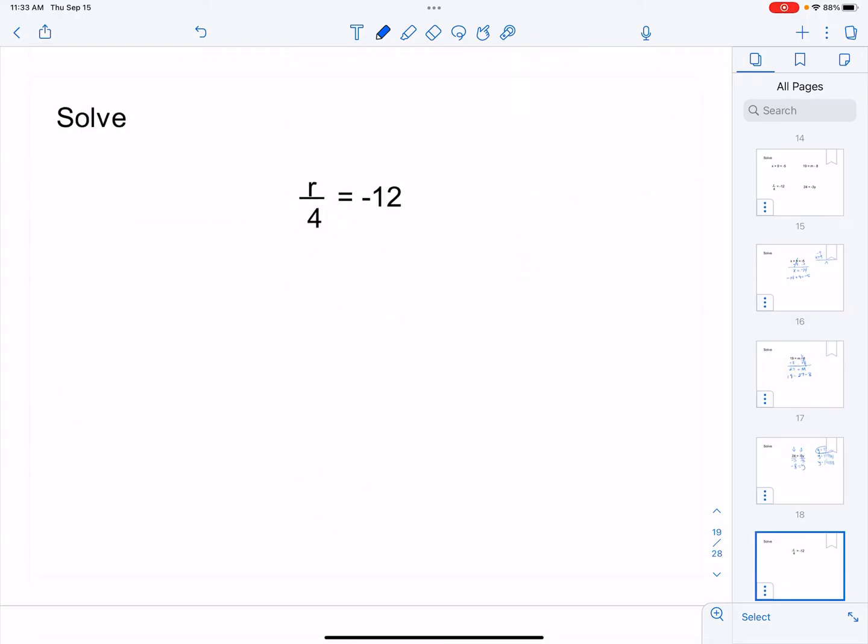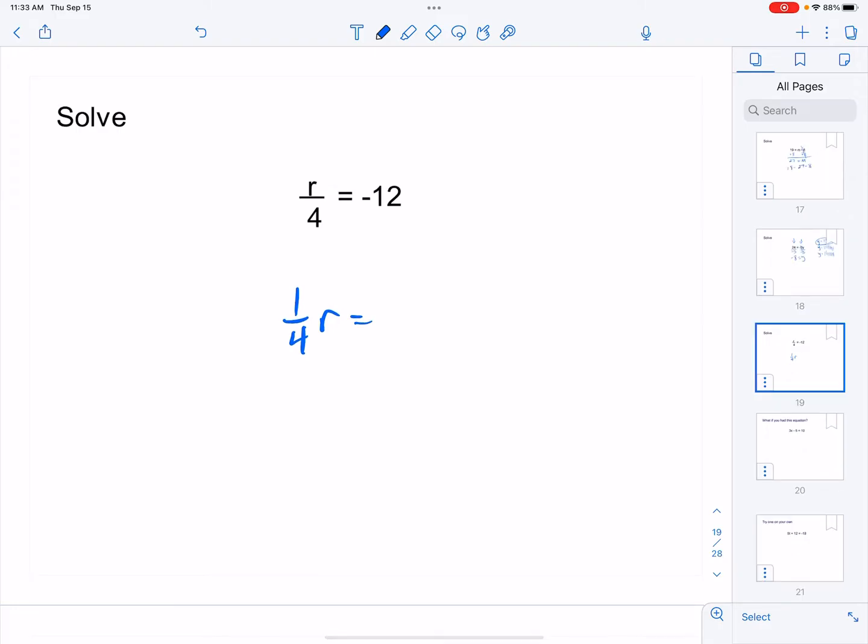So it makes sense that if I have a multiply, I'm going to do a divide. So what if I actually have a divide? Well, if you have a divide, you're going to do a multiply. So here I have r divided by 4, or another way of writing that is 1/4 r. Okay, so that's really what I'm looking for. And 1/4 of an r is equal to negative 12.